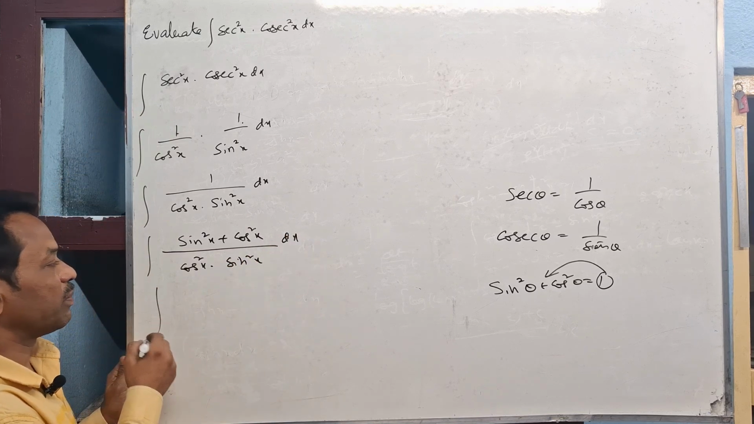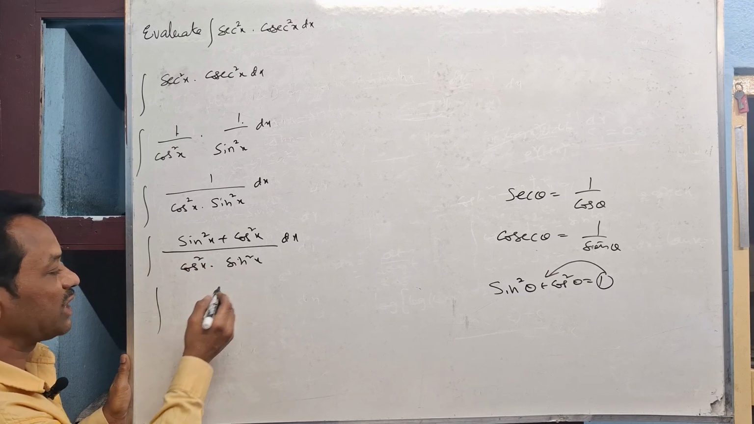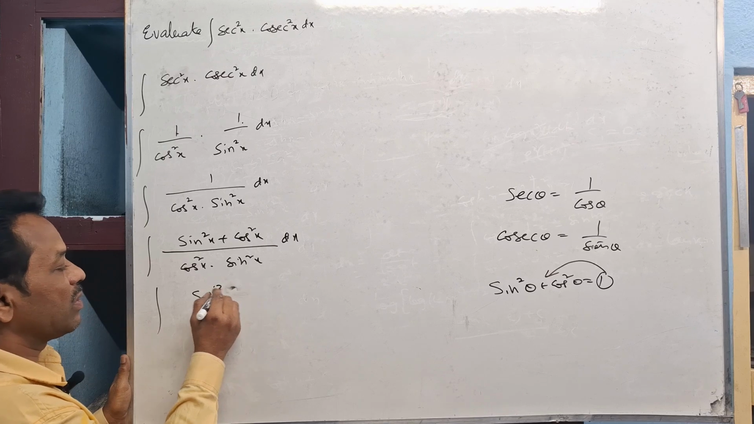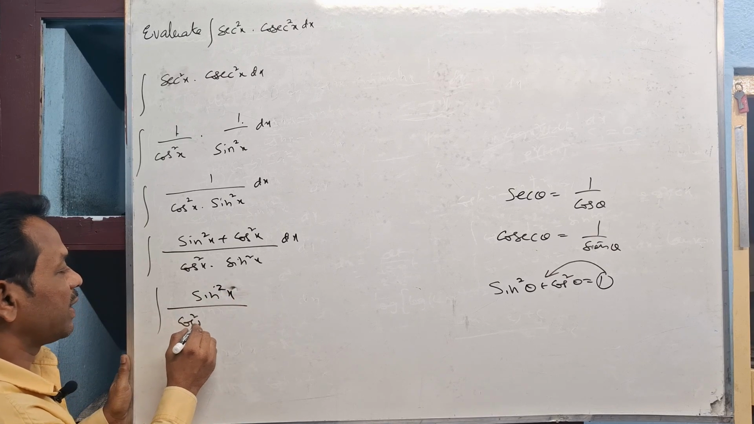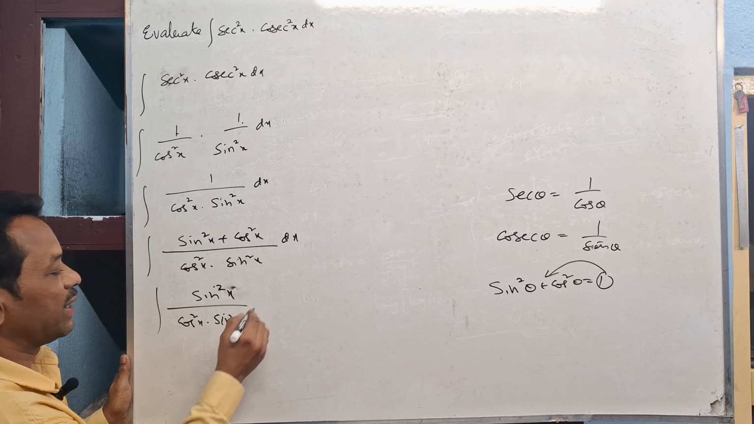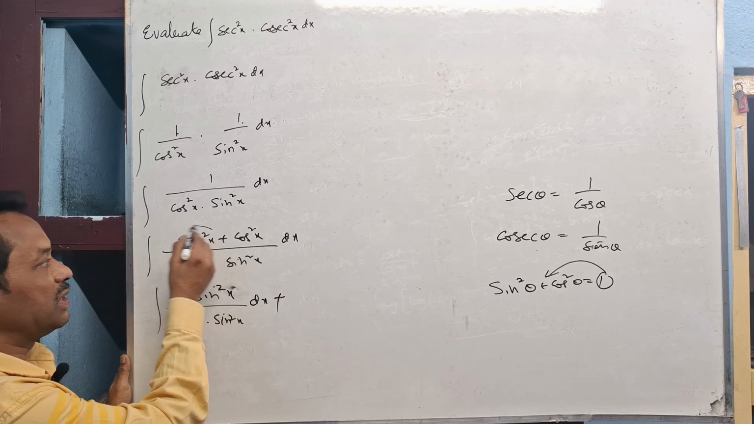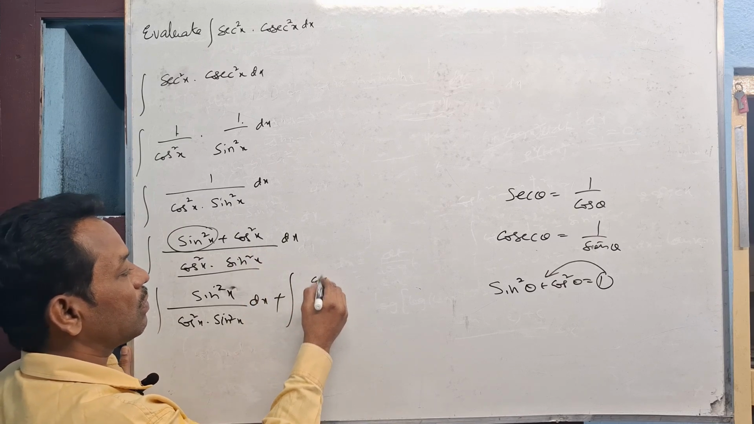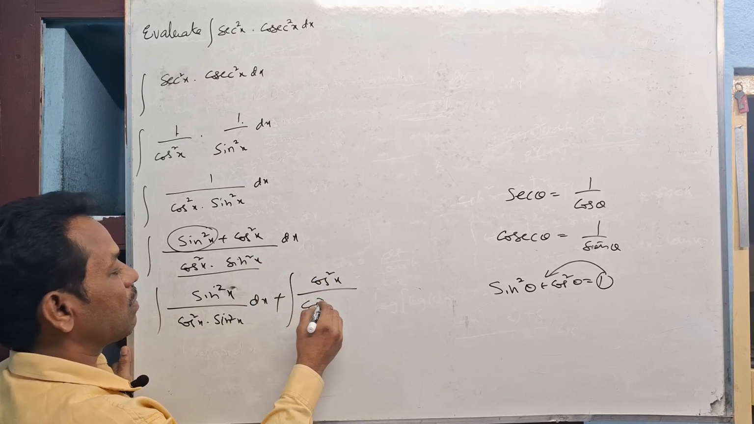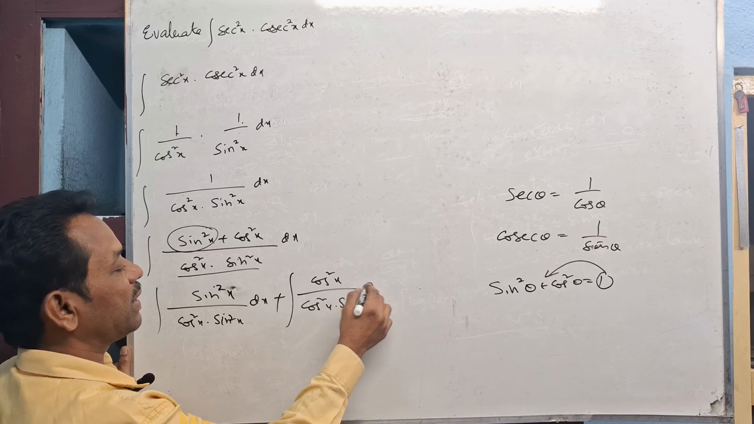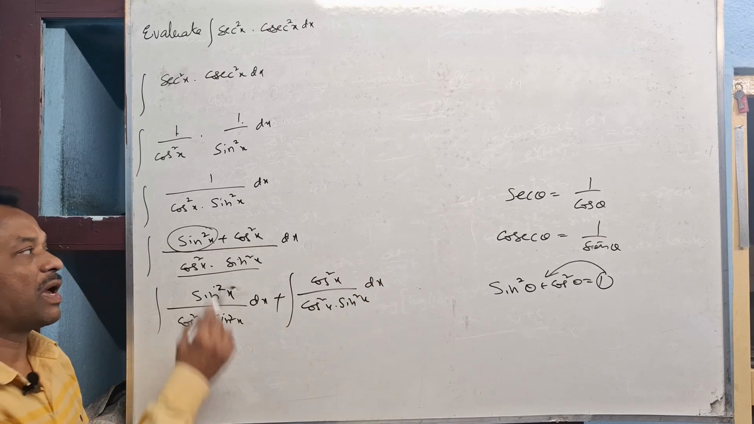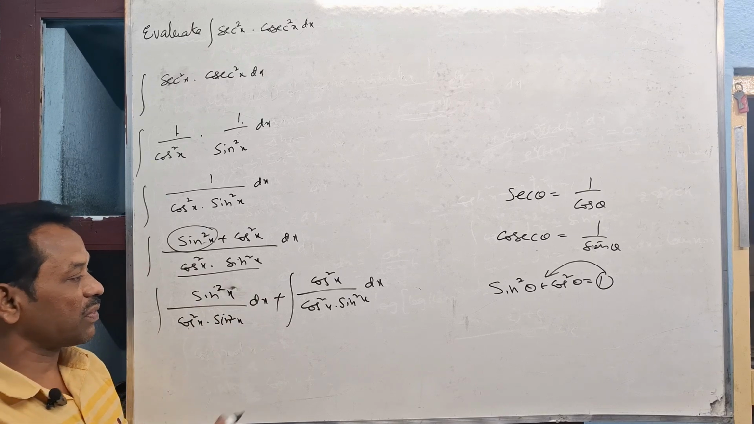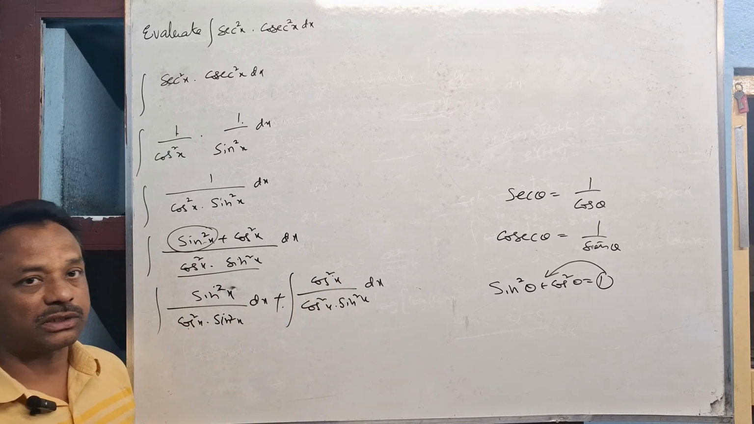Right? Okay, then next step. Let me split the fraction. So we can write this as integration of sin square x by cos square x into sin square x dx plus integration of cos square x by cos square x into sin square x dx. So what I'm doing, I'm splitting this fraction into sin square x by cos square x sin square x plus cos square x by cos square x sin square x.